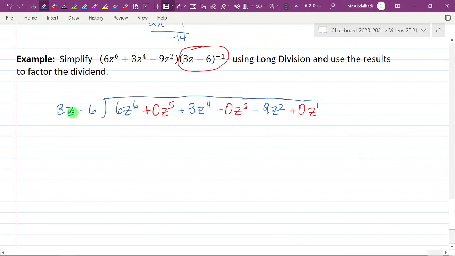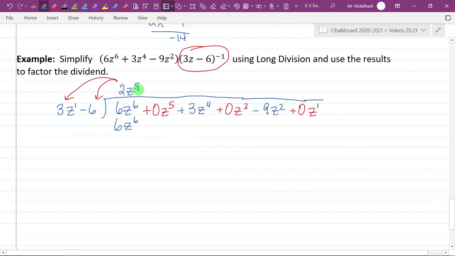What would you multiply by 3z to get 6z to the 6th? 2z to the 5th. Okay, when you do this, it's almost like a check now. When you multiply this times this, you have to get this. Oop, not 3z, that's a 2. Sorry, my bad. So that's a 2. And when you multiply these, 2 times 3 is 6. Z to the 5th times z to the 1st is z to the 6th, right? Now it matches, you know this is right.